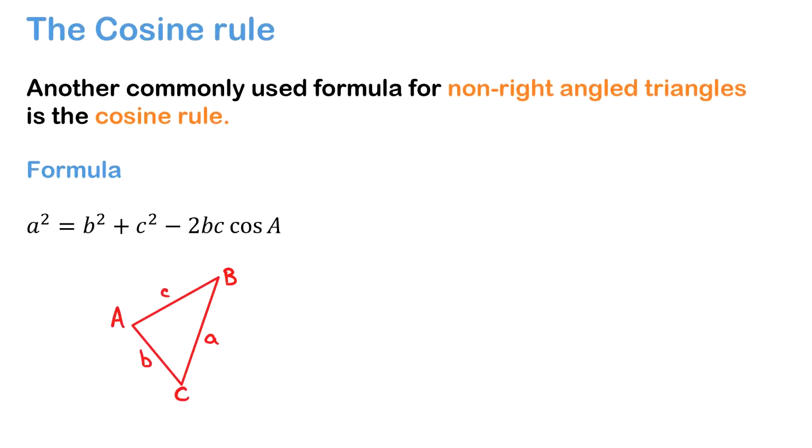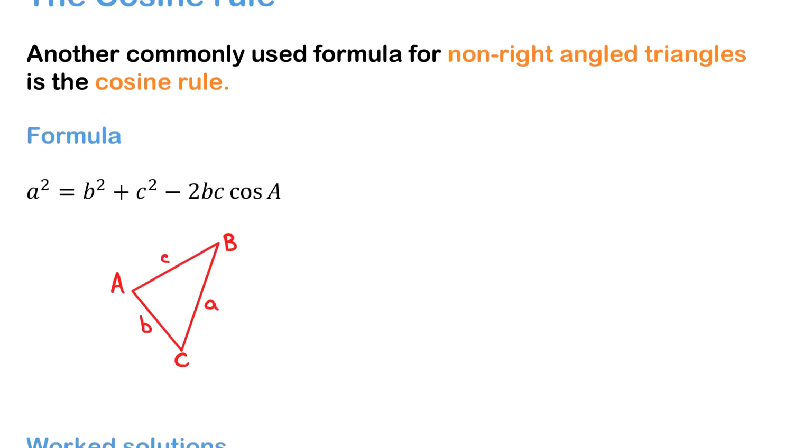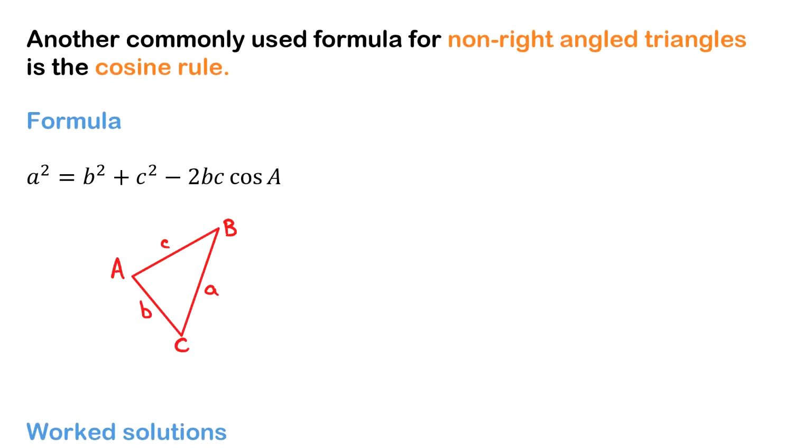In this video, we're covering what we call the cosine rule. So this is another commonly used formula for non-right angled triangles, and we call it the cosine rule because it involves cos. Now, similarly to the way we labeled for our sine rule, we do the same here.